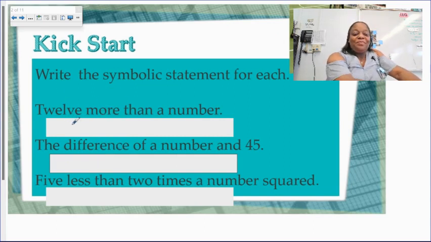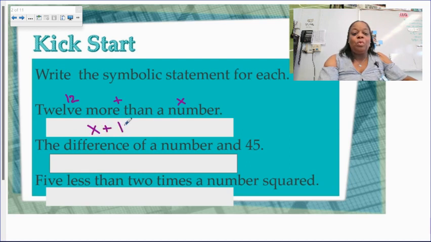All right, so welcome back. So now we have 12 more than a number. So here we have 12, and more than means that we're going to add. And then our number, we don't know what the number is, so we're going to use the variable x to represent that. So now we have the number, and it has 12 more.